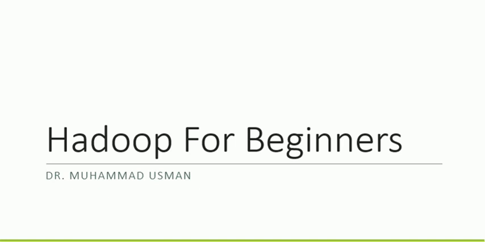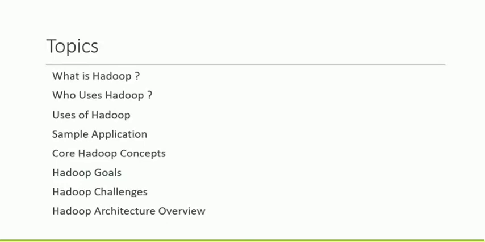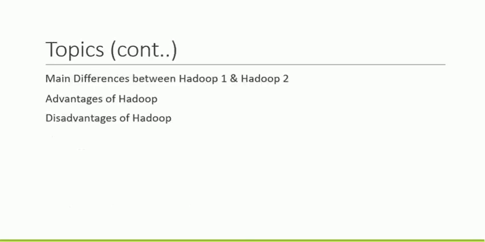This video will be a basic video that will provide you an overview of Hadoop, who uses it, what the Hadoop uses are, the sample applications and some core Hadoop concepts, and we will also talk about goals, challenges and a little architecture overview. Other than that, I will be talking about the difference between Hadoop 1 and Hadoop 2 and some advantages and disadvantages. So basically this video will be just an overview of all of these, and in another advanced video next time I will be talking about the architecture of Hadoop in detail.